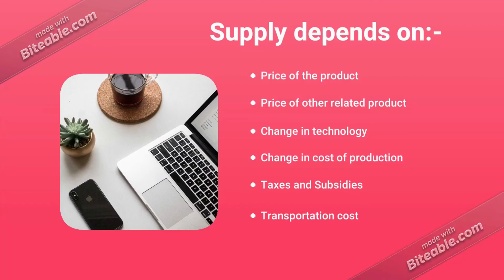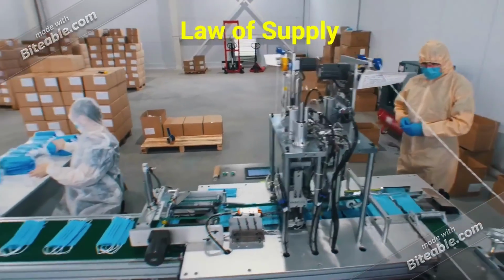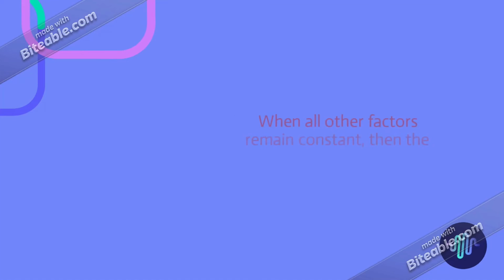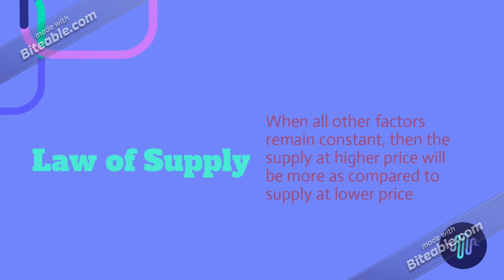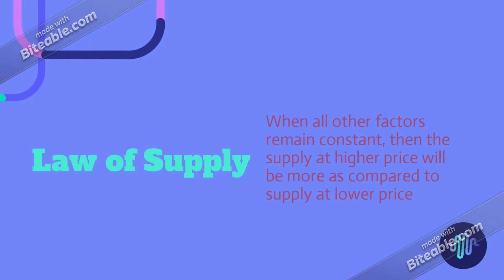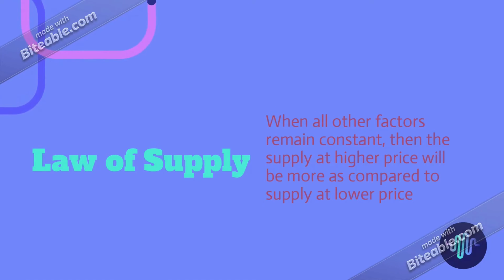Fine. Now let's see what is law of supply. When all the other factors remain constant, then the supply at higher price will be more as compared to supply at lower price. Here factors refers to those on which supply depends. All those factors which we have discussed just now, that is price of the product, price of the related products and so on. Here when the price of the product is more, then supply is also more.